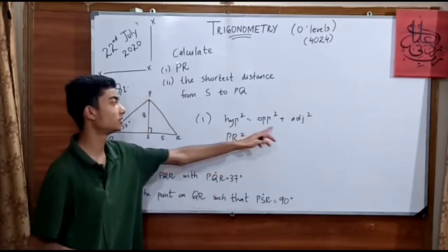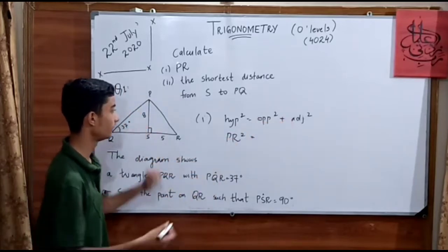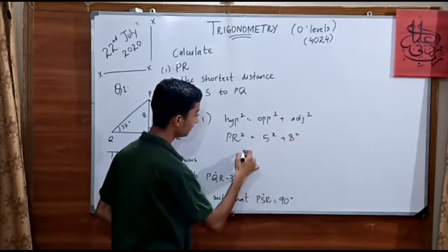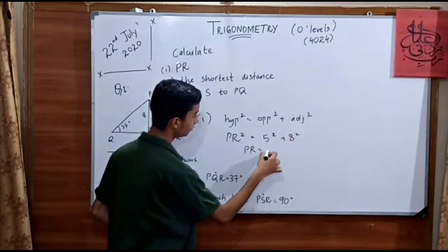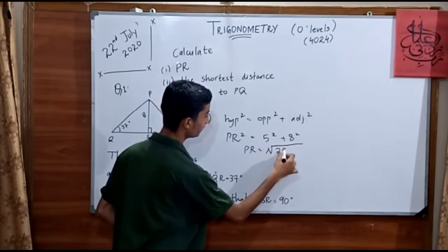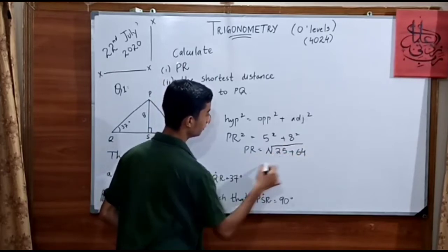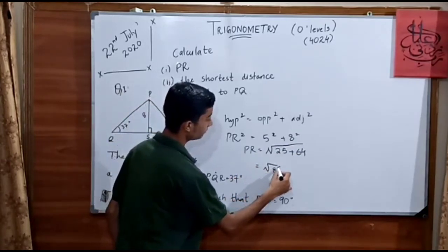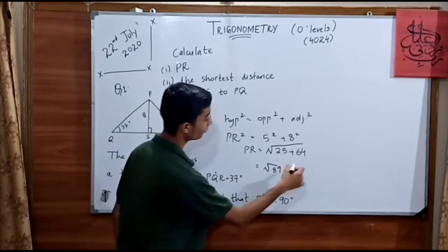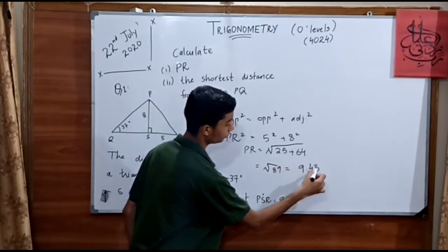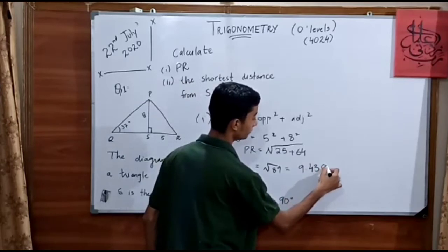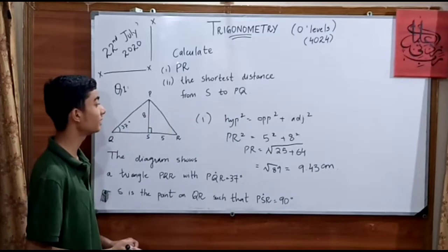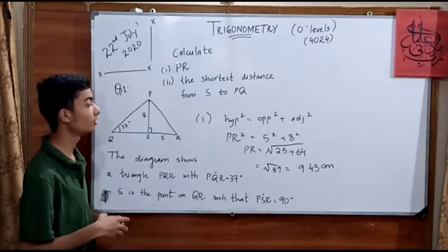You can take opposite and adjacent as whichever you want. So our answer would be PR equals the square root of 25 plus 64, which is the square root of 89, which is simply equal to 9.43. Don't forget the units, it would be centimeters. So we have got the answer of the first part, the length of PR, which is equal to 9.43 centimeters.